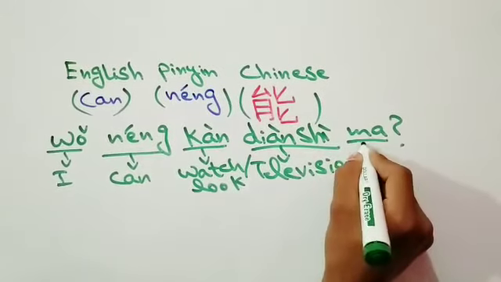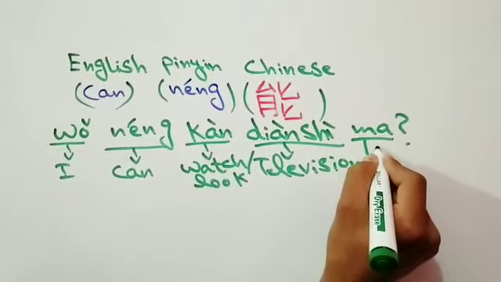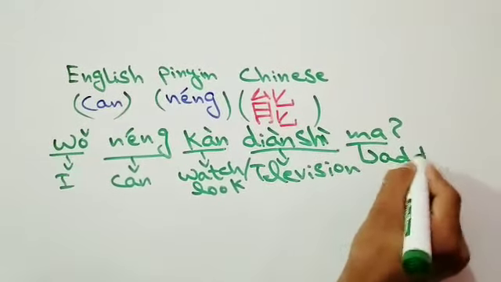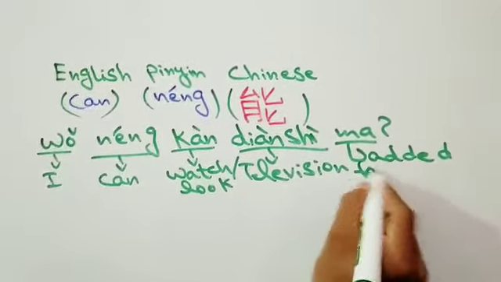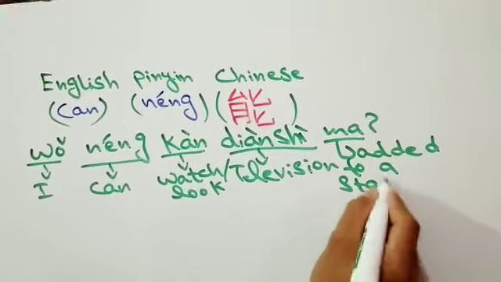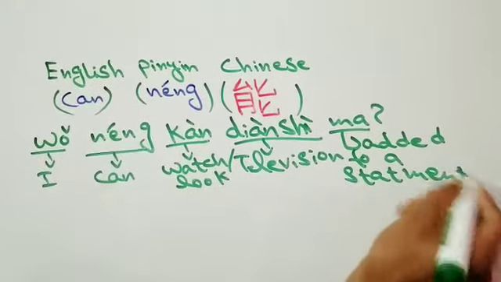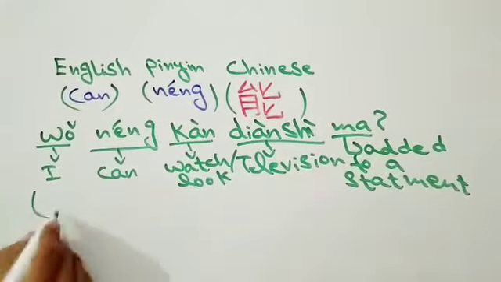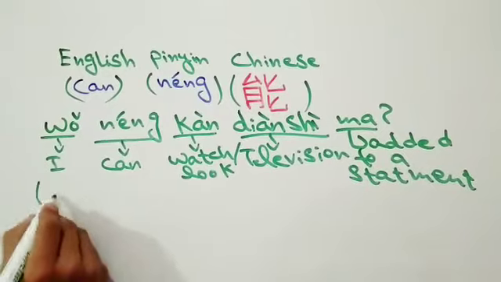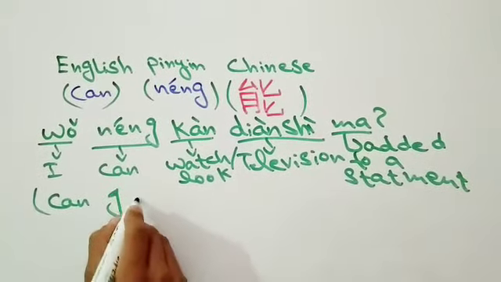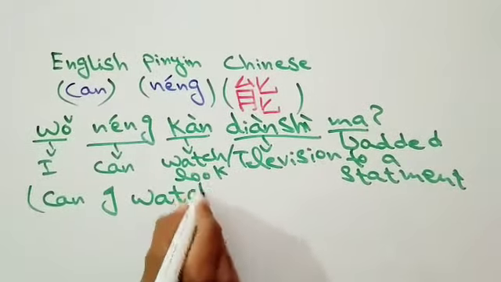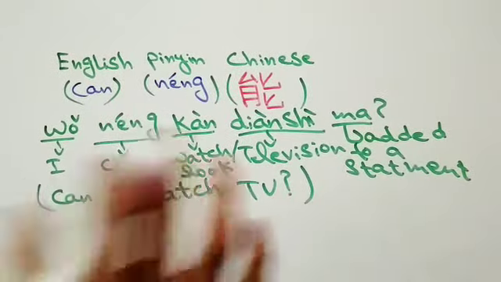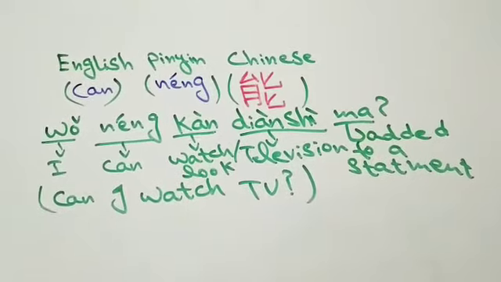And the last word ma indicates a yes or no question. Add it to a statement. 我能看电视吗 means can I watch TV or television? 我能看电视吗 Can I watch TV or television?